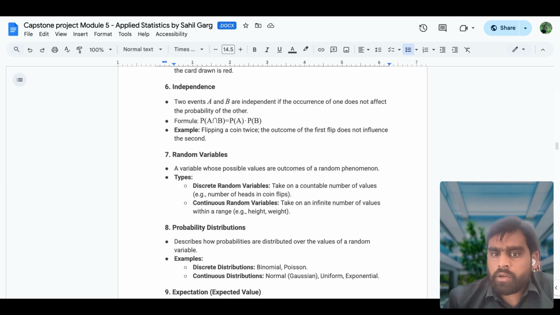For example, flipping a coin twice. If we flip a coin twice, the outcome of the first flip does not influence the second. If the first flip is heads, the second could also be heads or it could be tails. So the first one does not have any impact on the second outcome.